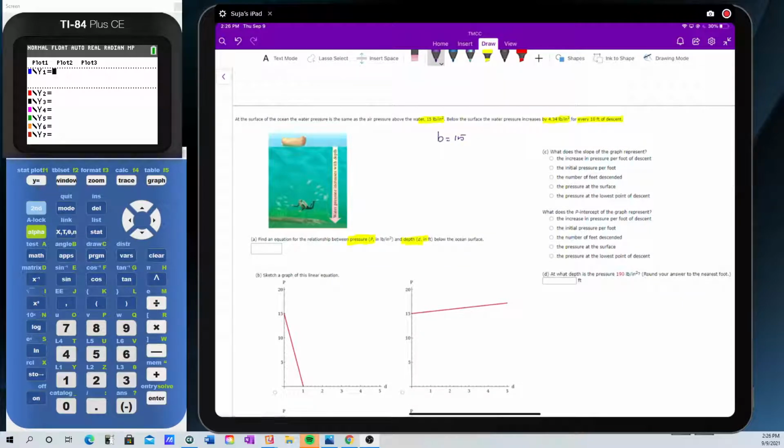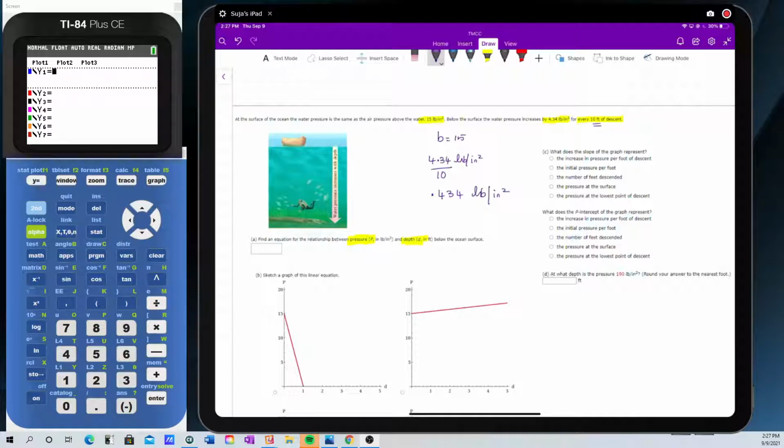And the water pressure is given as 4.34 lb per inch squared. Because it's for every 10 feet, it's giving you the slope, 0.434 lb per inch squared.